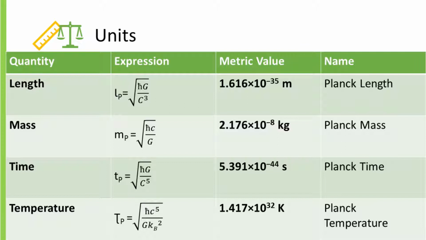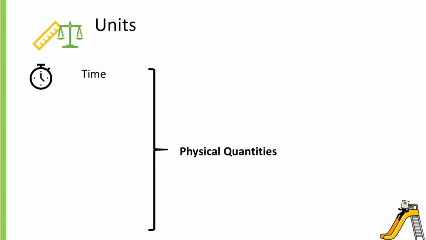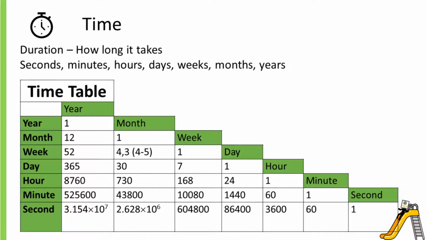Okay, now let's discuss the physical quantities, and we will start with time. Time waits for no man. Yes, Zakes, time waits for no man. I made a little timetable here for you. As you can see, it's a table of time, a timetable, right? Okay, so time can be measured in seconds, minutes, hours, days, weeks, months, and years. Okay, those are the units for time.